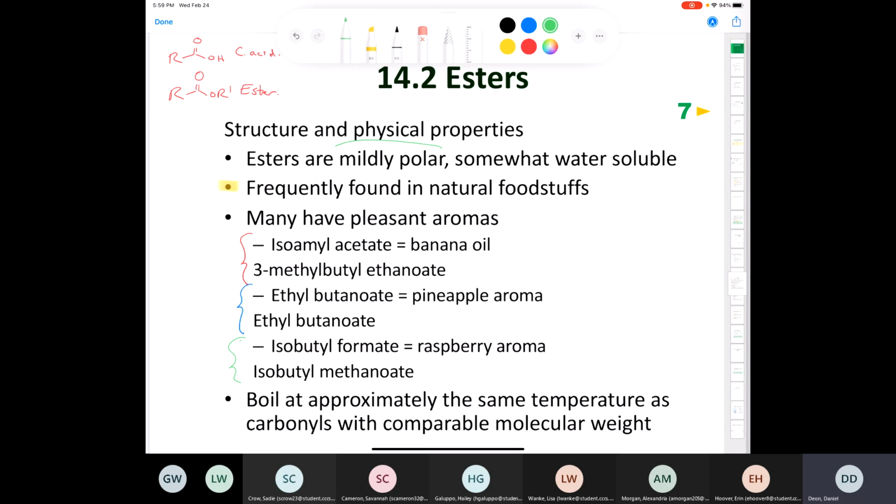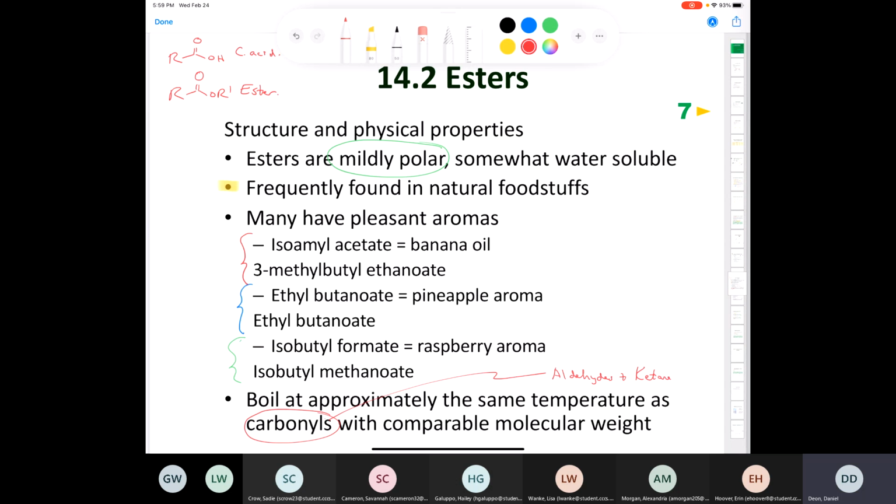It says here that esters are mildly polar, and that they boil at approximately the same temperature as carbonyls with a comparable molecular weight. Now, what is a carbonyl? I believe I went over this in the last lecture, but in case my memory doesn't serve me correctly, carbonyl is just a fancy term organic chemists love to use, and what it means is aldehydes and ketones.